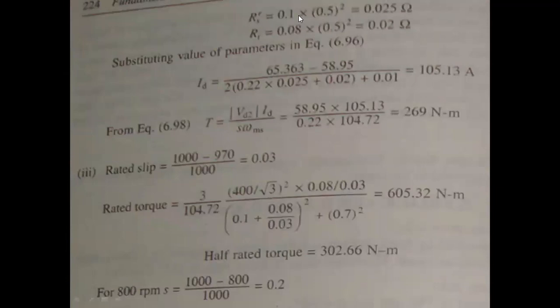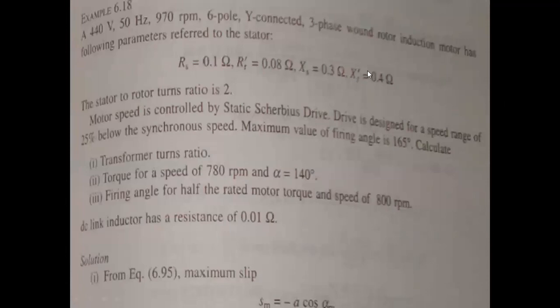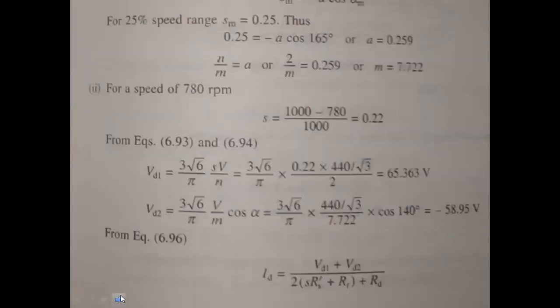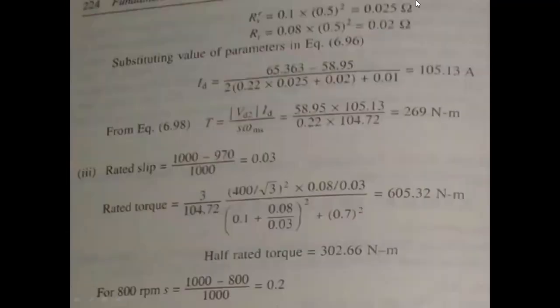So 0.1 into 0.5 whole square, RR is 0.08 here, RR dash. From this, RR means 0.808 into 0.5 whole square. Okay, so 0.5 whole square means nothing but 1 by k square, 1 by 2 square. 1 by 2 is nothing but 0.5.